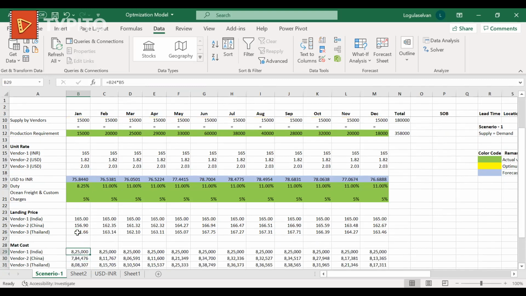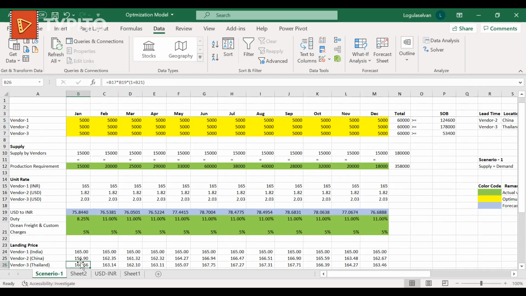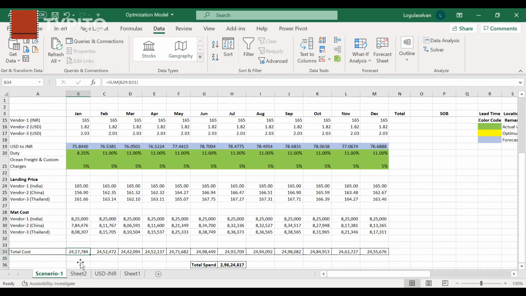Now, material cost. Material cost is very simple. Just multiply the landing cost along with the quantity supplied. So B24 is the landing price of vendor 1 in January, and B5 is the quantity supplied by vendor 1 in January. The same calculation we have calculated over 12 months for all 3 vendors.